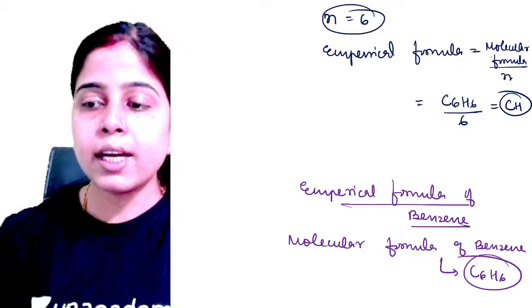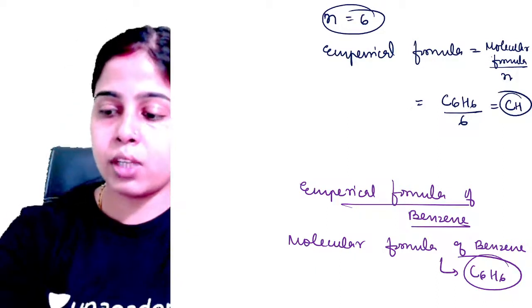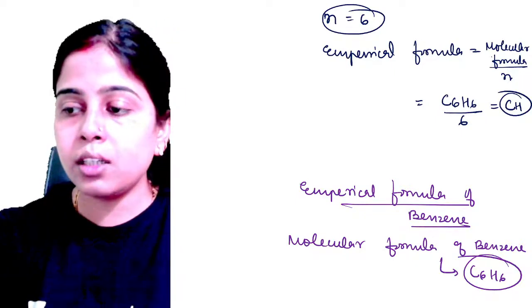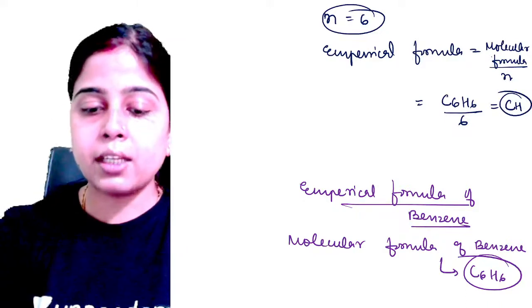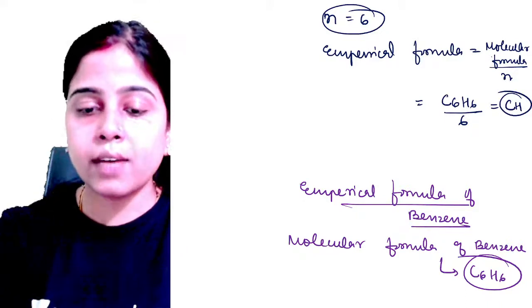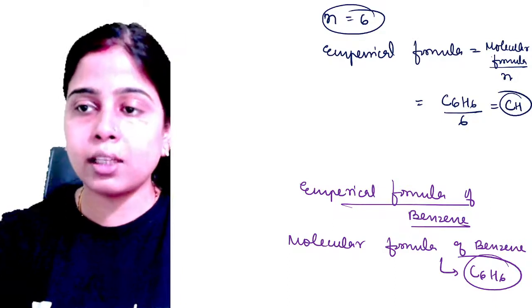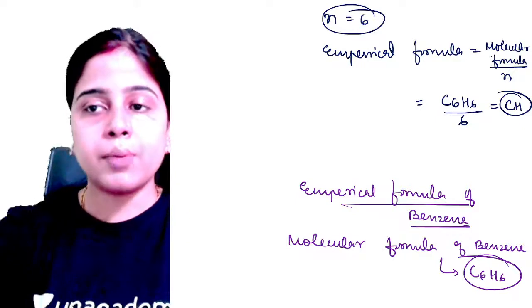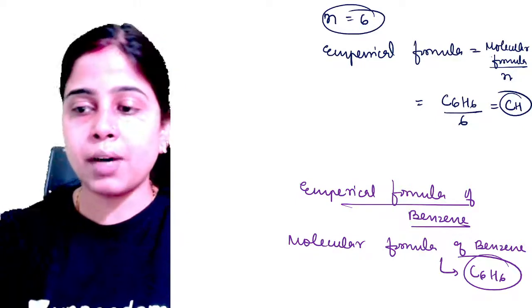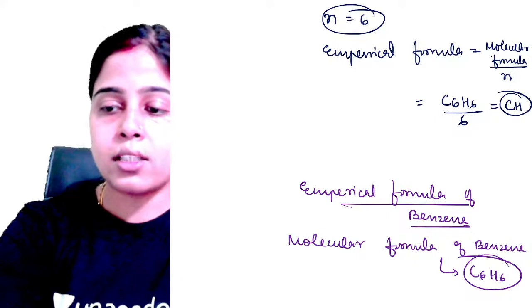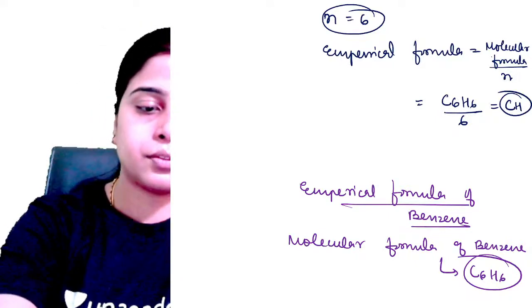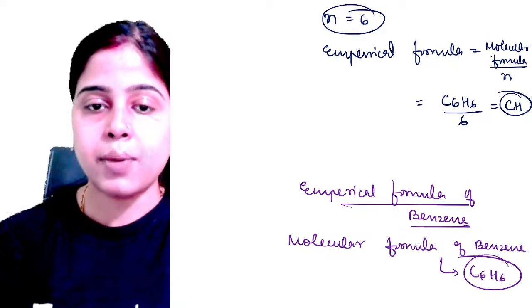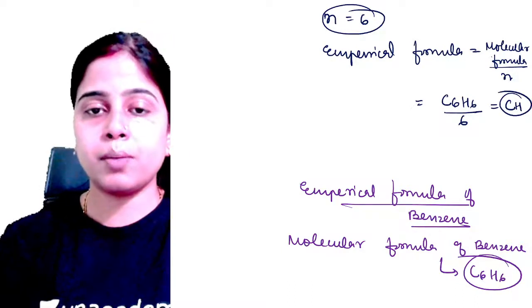Clear? So let's now solve some questions so that you will have a better idea of how to find the empirical formula as well as the empirical formula mass. I will teach you first how to find the empirical formula mass of any molecule of a compound, and after that we will find the empirical formula as well as the empirical formula mass. So let's do that first. So how do you find out the empirical formula mass of any molecule of a compound?